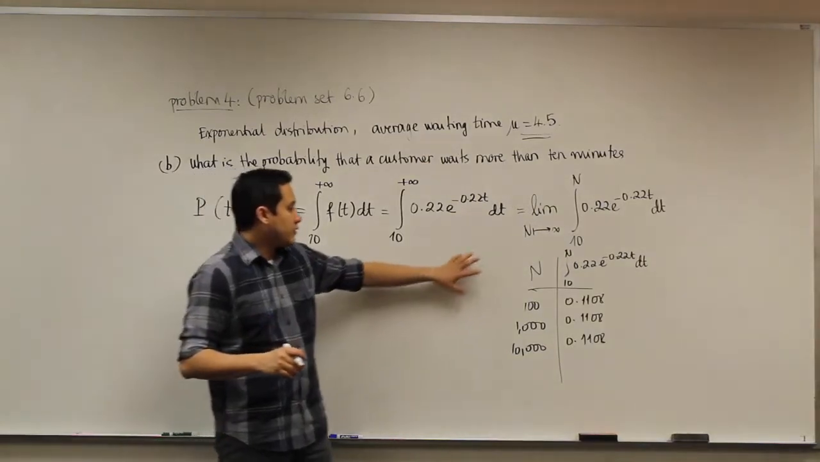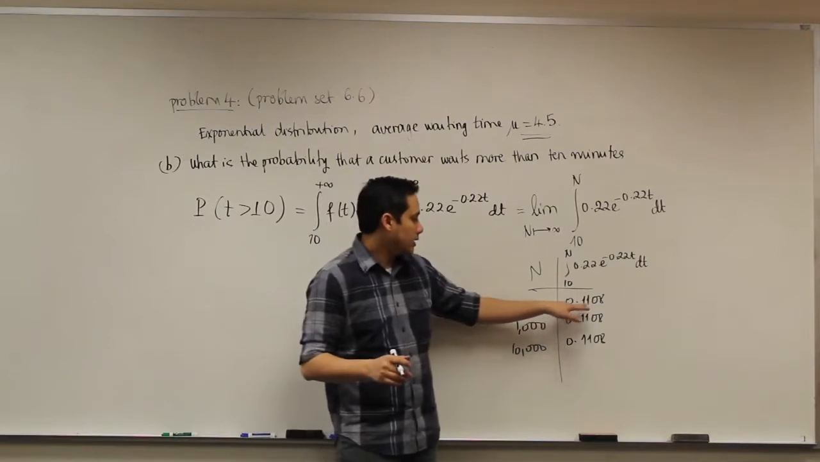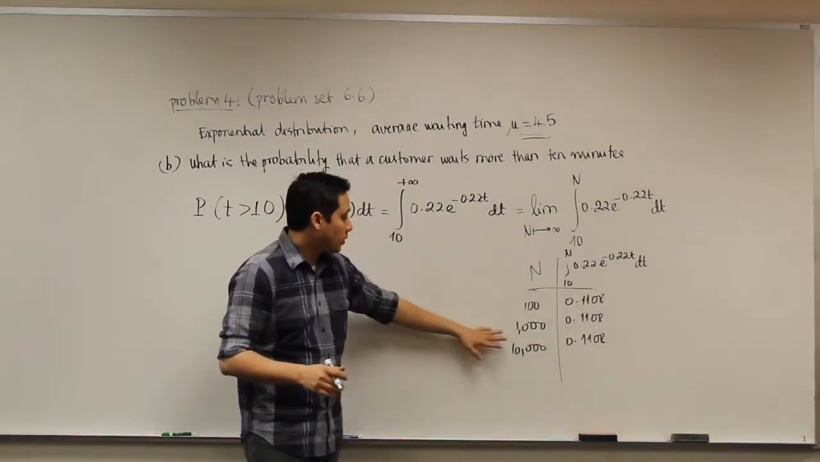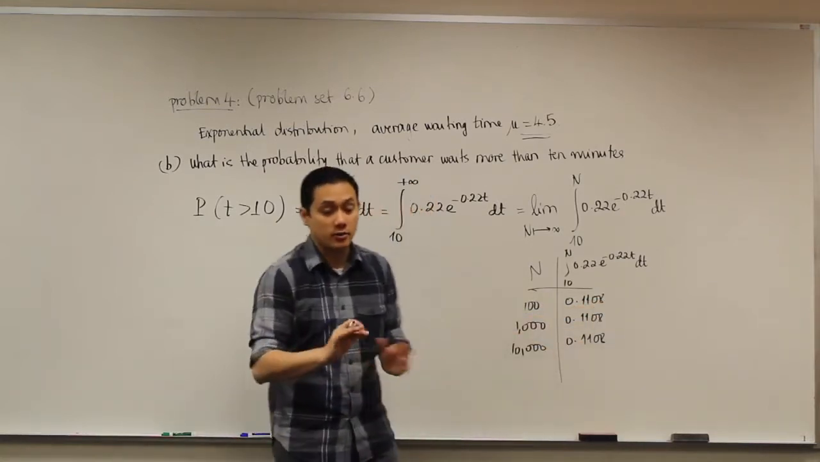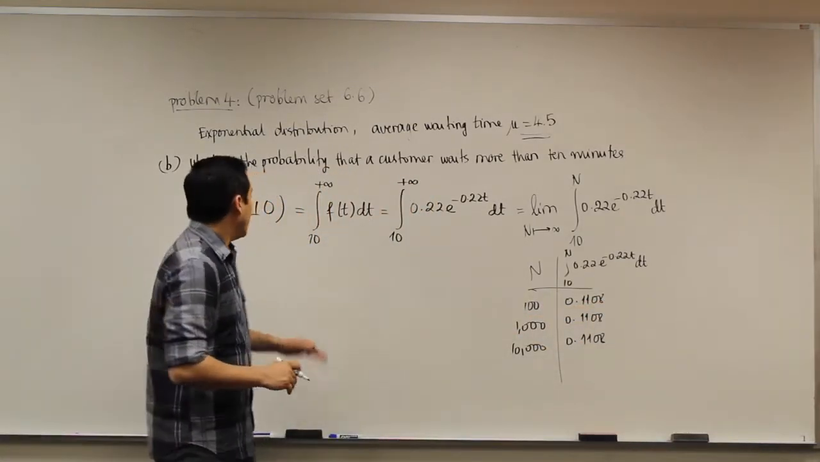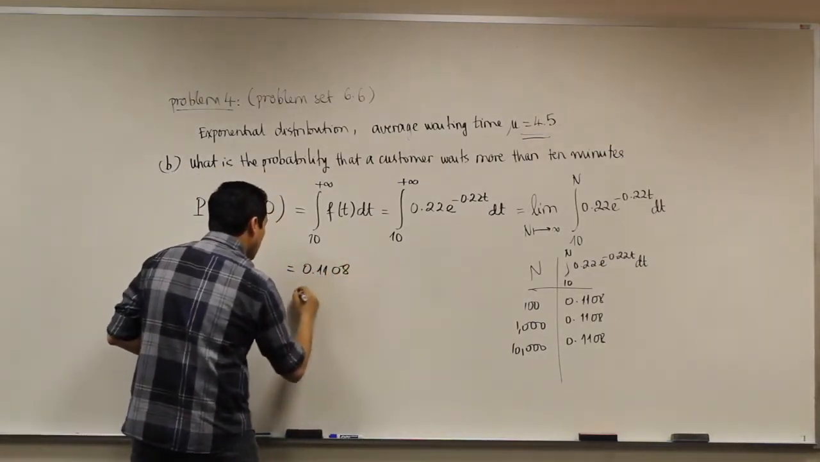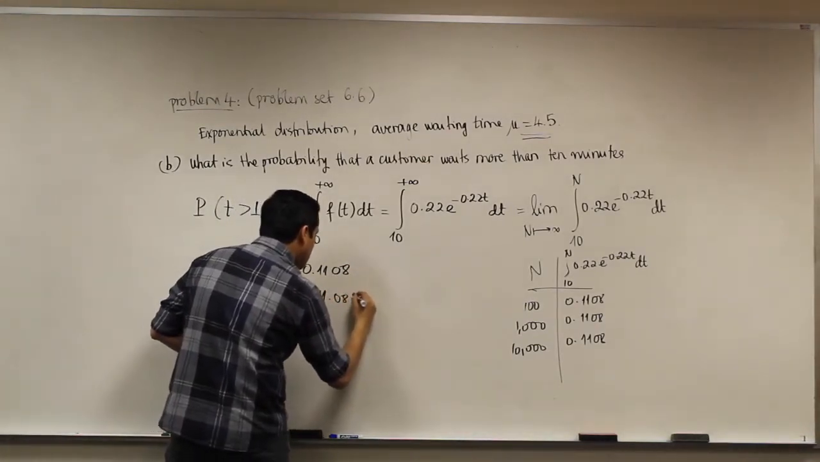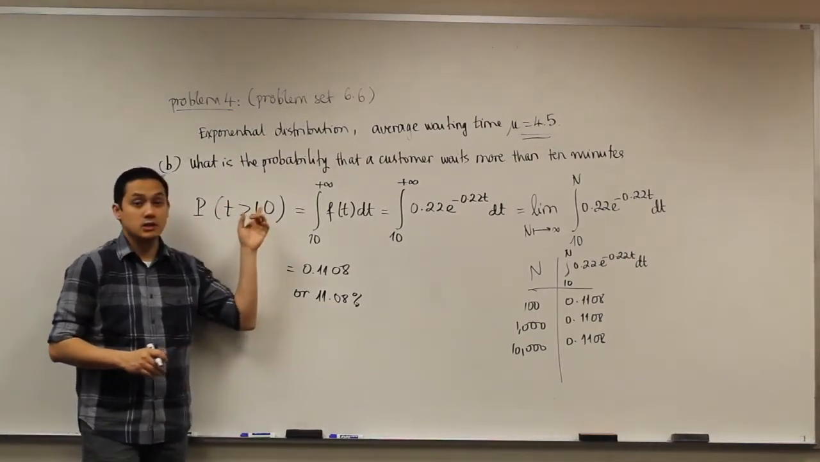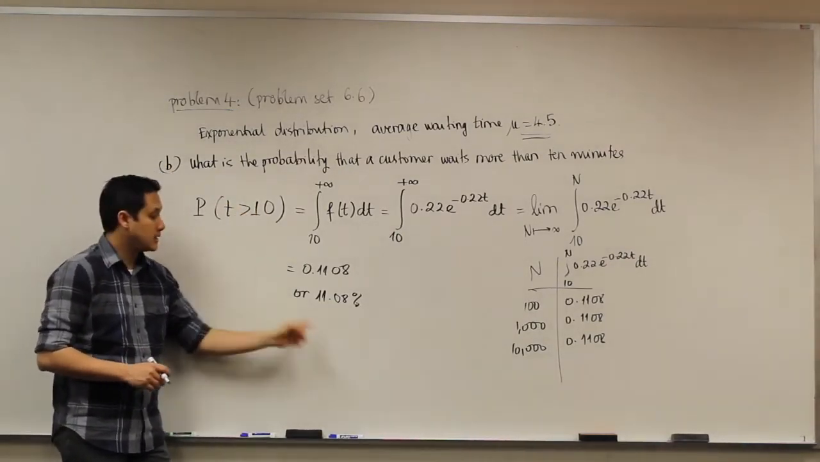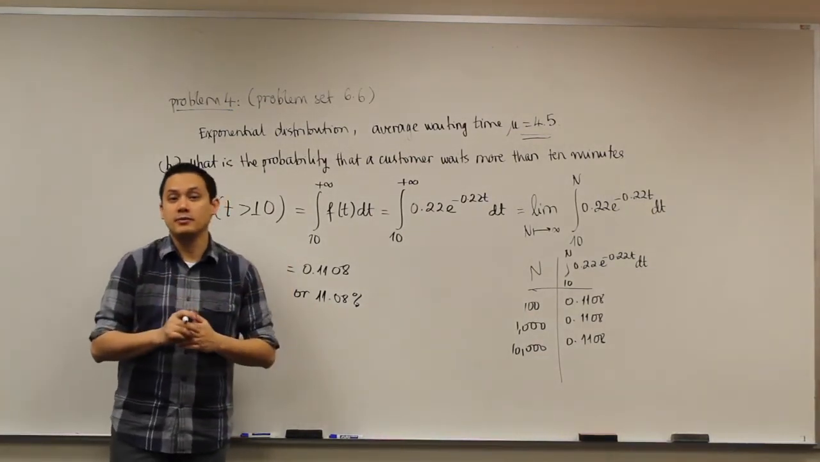So using the calculator, I can get the values for the table. When n equals 100, I get 0.1108, and so on. Because the number 0.1108 occurred 3 times, I had to stop my evaluation. And the probability now is equal to 0.1108 or 11.08%. So in part B, the probability of the customer waiting in line for more than 10 minutes is 11.08%. That is problem 4. Please let me know if you have any questions.